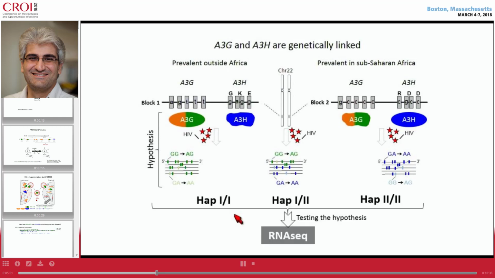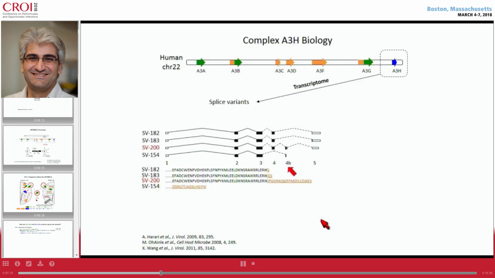So to test this idea, the first thing we did was look at the RNA-seq analysis of cells with known genotypes. Before I show you the results, I'll give you a quick introduction to APOBEC3H, because it's a complicated protein. A3H is the most diverse member of this family. It has 4 splice variants with different numbers of amino acids, shown here. The most important one is SV200, as I will explain in the next slide.